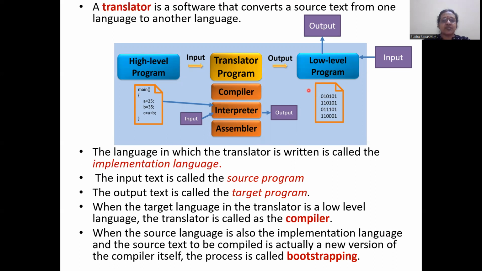Compiler basically converts a high-level language program into a low-level language program, which could be understood by the machines. So what is known as bootstrapping? When the source language is also the implementation language and the source text to be compiled is actually a new version of the compiler itself, the process is called bootstrapping. For example, if we have a C compiler and we are trying to extend its features, making use of the same C compiler, then that process is called bootstrapping.